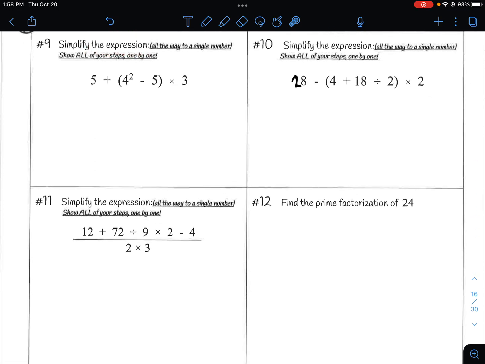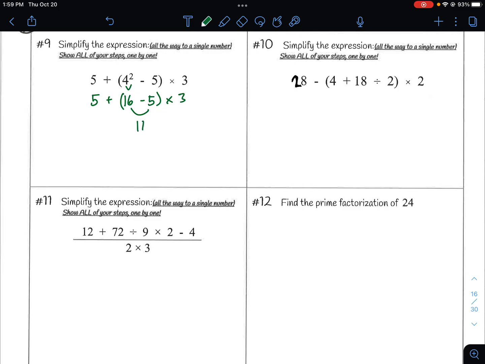Let's look at 9. Simplify. We do have parentheses this time, and inside our parentheses, we have an exponent and subtraction. So what do you do first? Well, you do PEMDAS inside the parentheses. There are no other parentheses inside, so we do exponents. 4 to the 2nd is not 8. It is 4 times 4, which is 16. 16 minus 5, bring down the parentheses, the times, the 3, the plus, the 5. Still deal with the inside of the parentheses: 16 minus 5, which gets us 11.